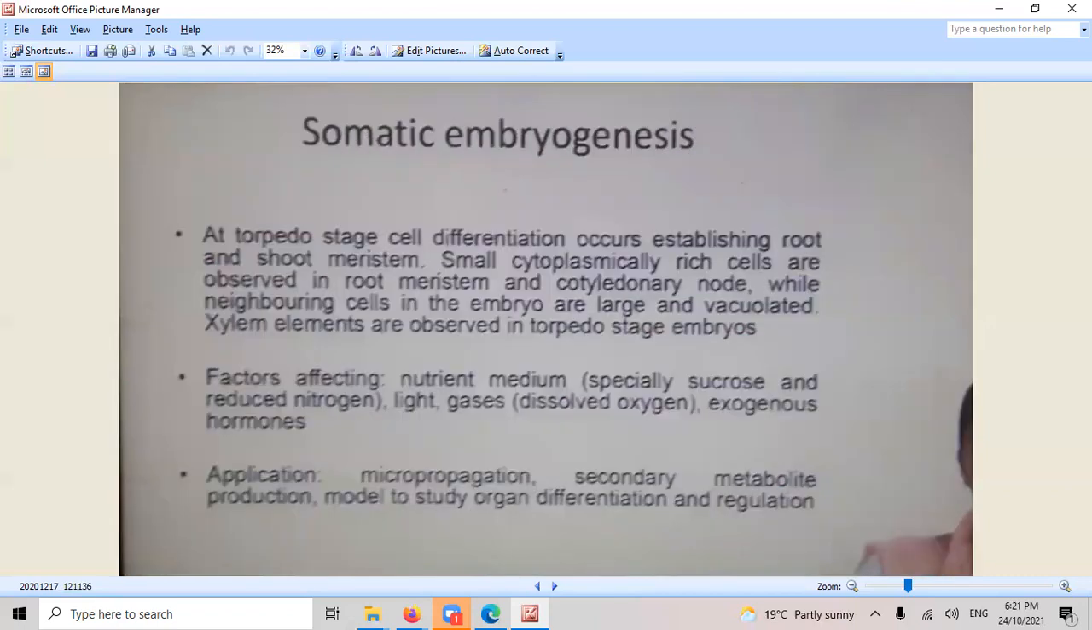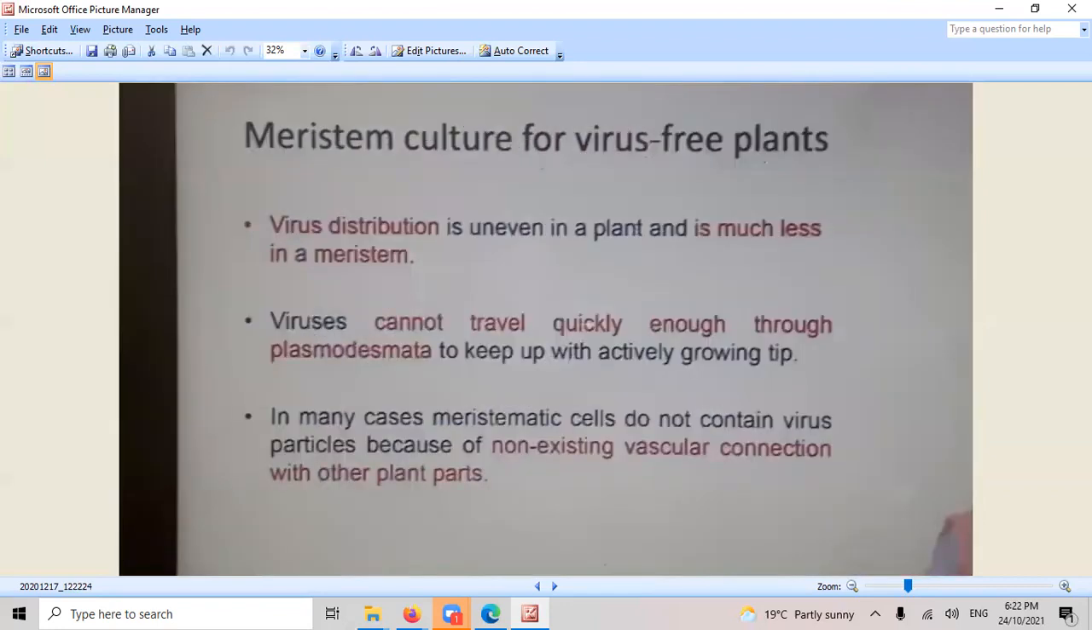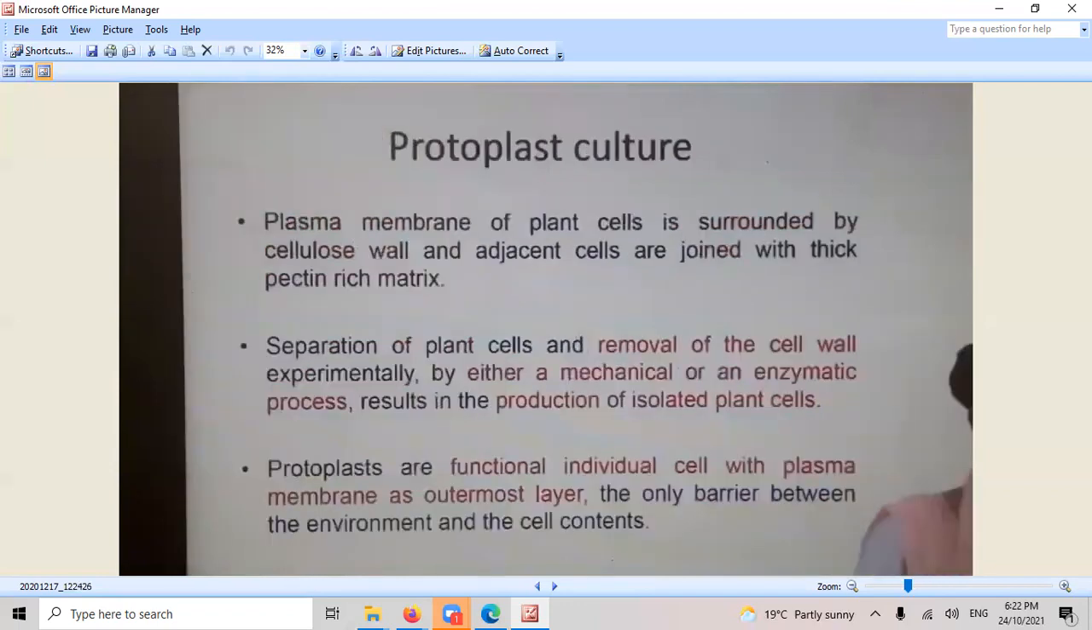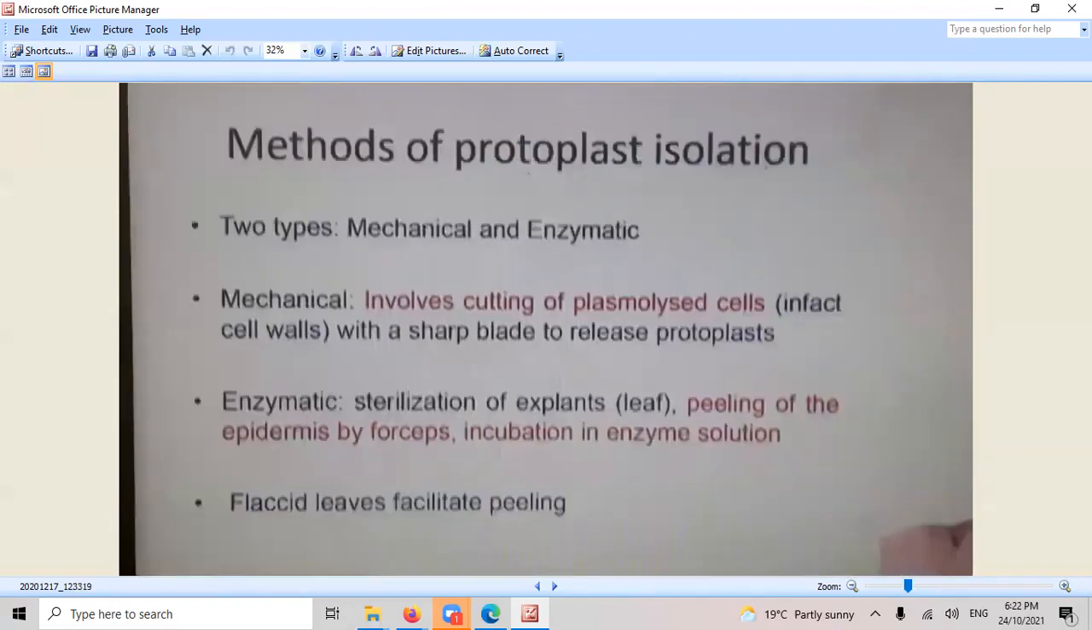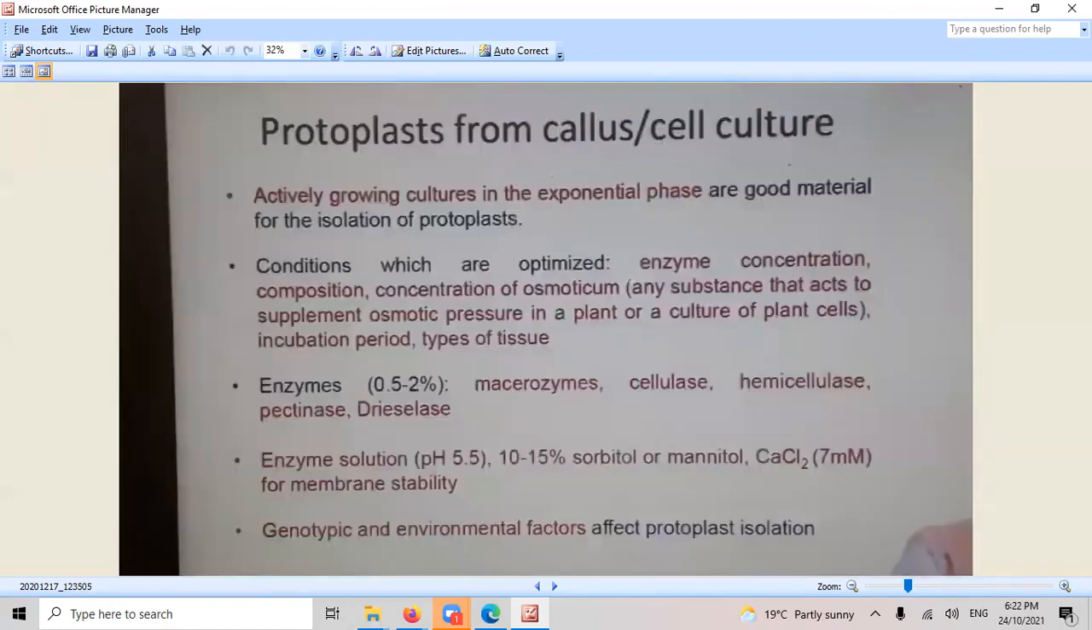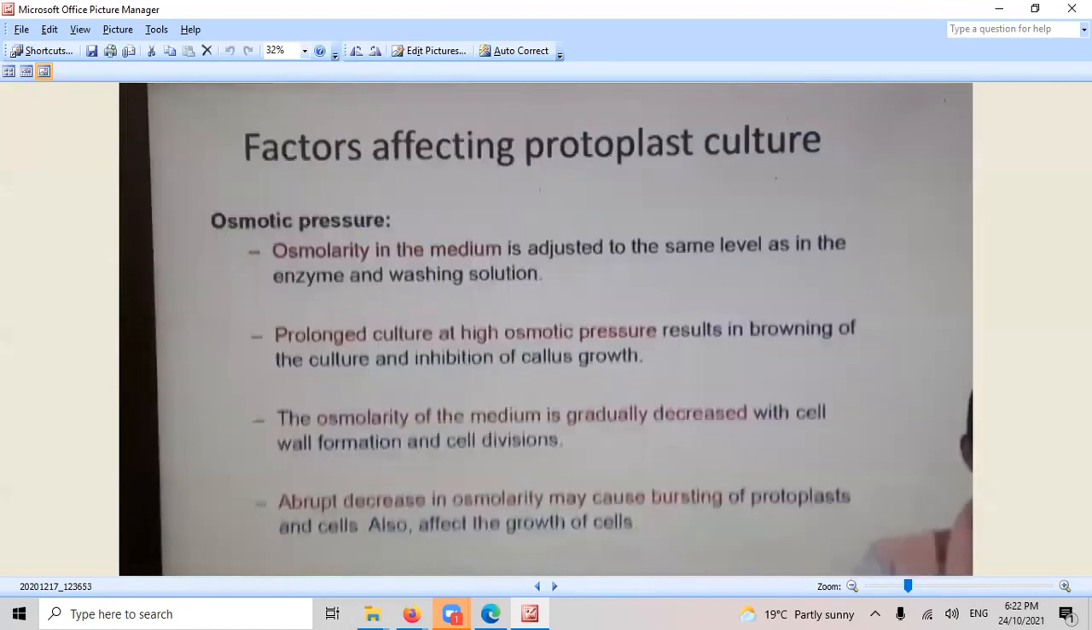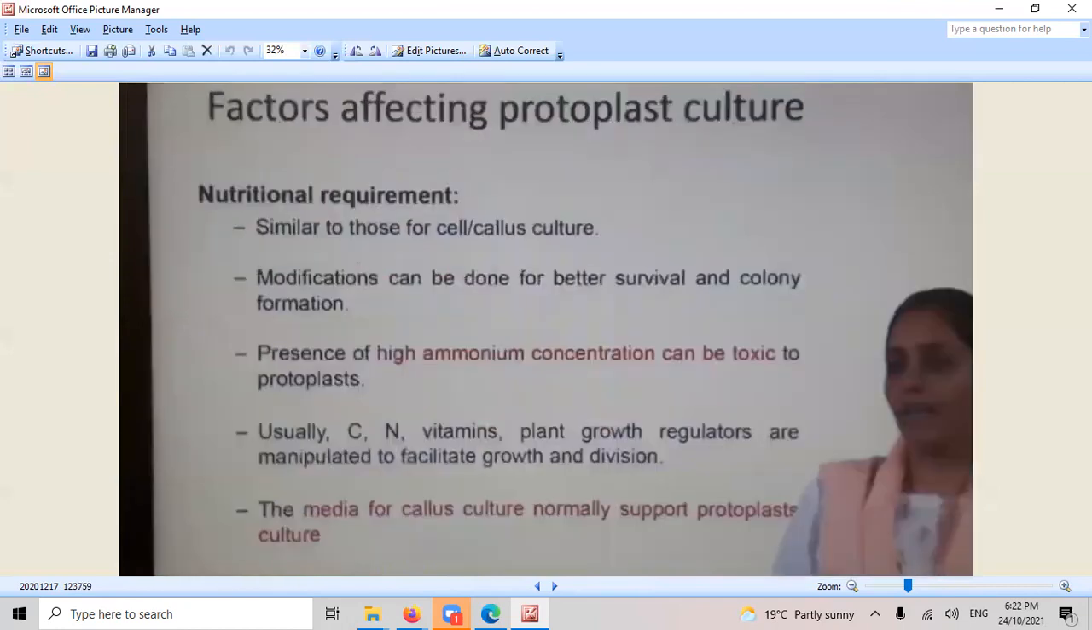Let's go back and see if I was right. Xylem elements are observed in torpedo stage. Okay. This cannot travel. Yep. That's why it's one of those questions before. Correct. Amounts you're going to give it. Osmotic pressure.